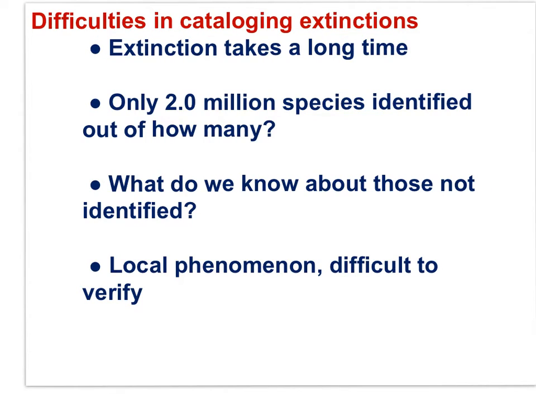And in all of this, remember that documenting extinction is not easy. Extinction takes a long time. Exactly when is the last organism of its kind no longer living? And we've only identified 2 million species out of how many species? And what do we know about those that have not been identified? And remember that extinction is a very local phenomenon. It's very difficult to verify extinction.